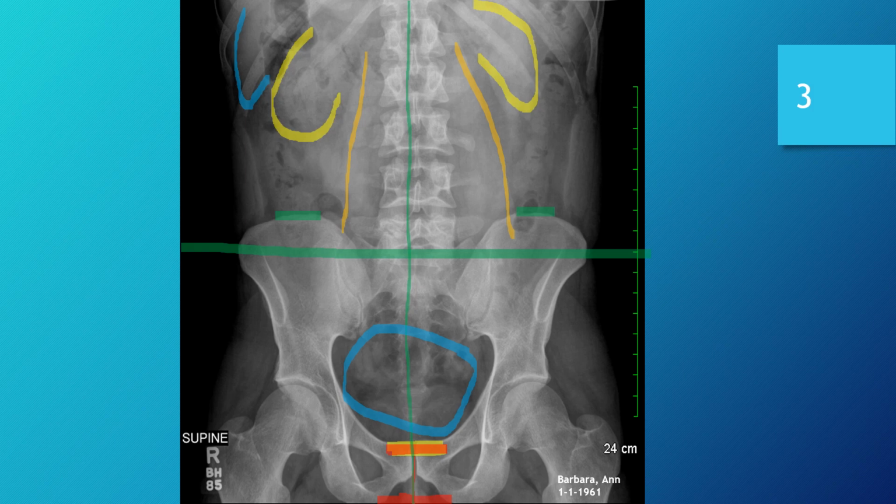Does that bowel gas obscure the areas of real interest that we have for this patient? And we may have to try something different if that's the case. But external artifacts are not present on this exam.